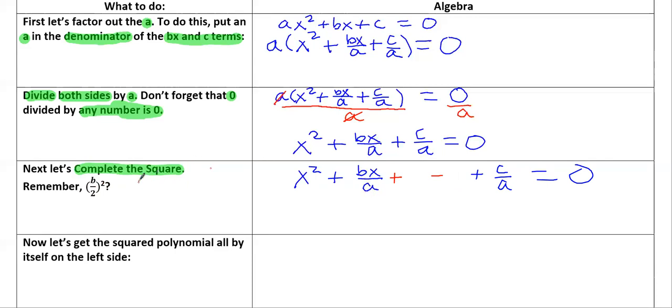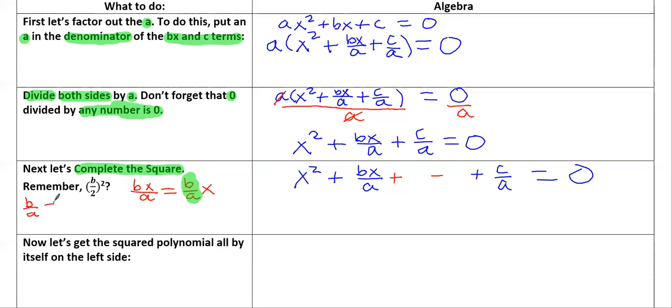But don't forget that bx over a is the same as b over a times x, right? So that means that when we complete the square, our b term is just b over a. It's a fraction, but that's cool. We can deal with that. So now we're going to take this fraction, which is our b, and divide it by 2.